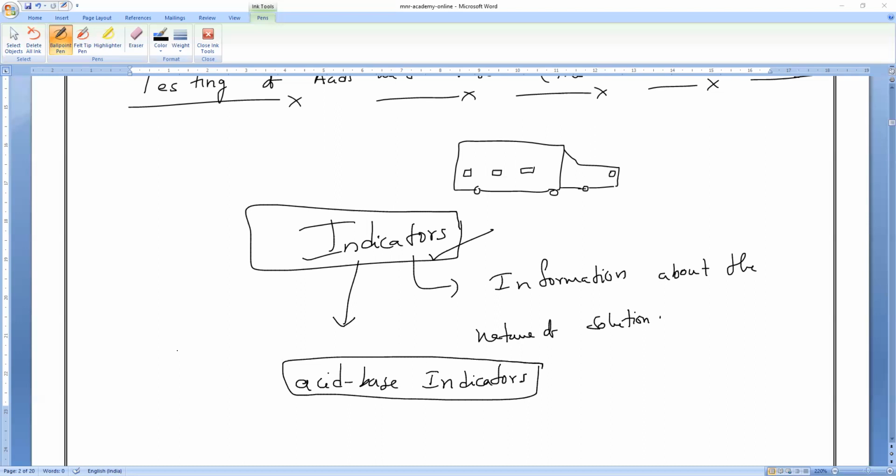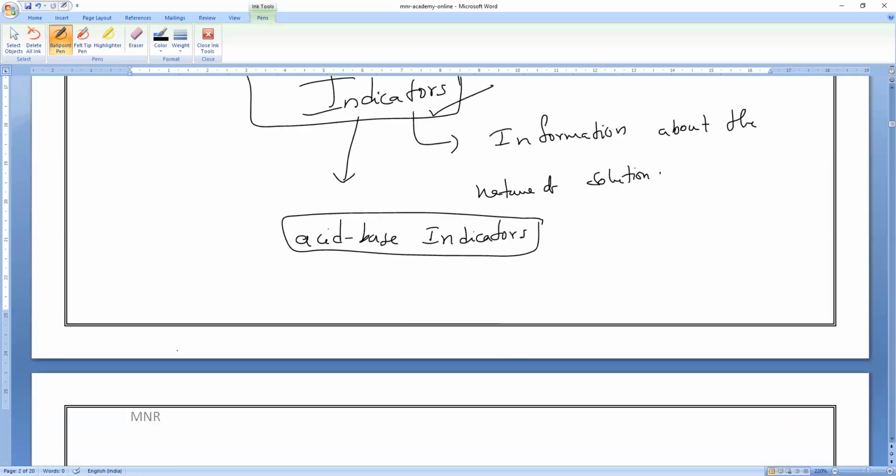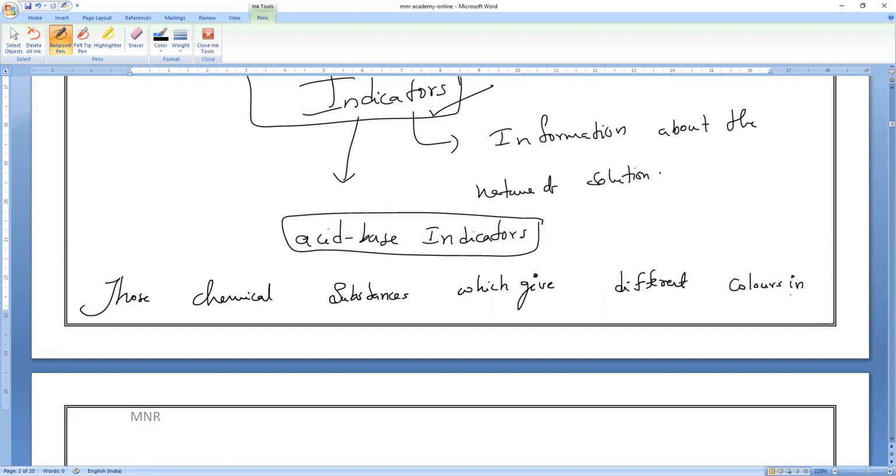So please write it. Definition of indicators: those chemical substances which give different colors in different mediums.